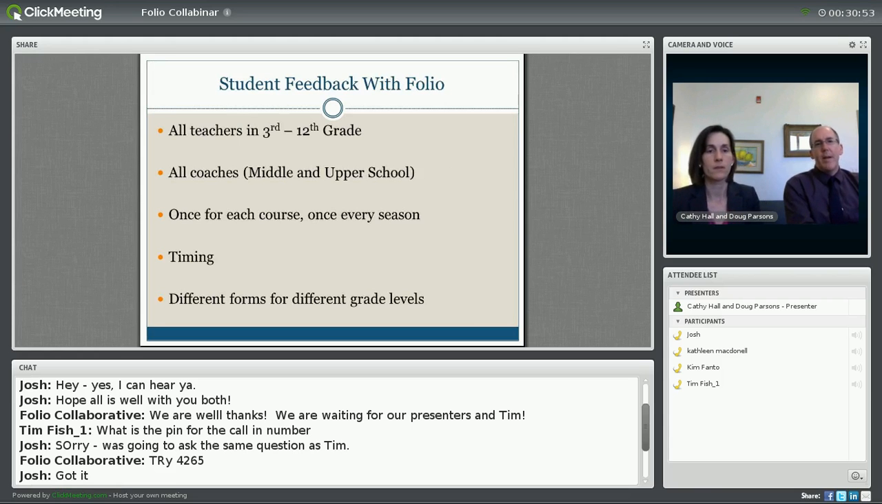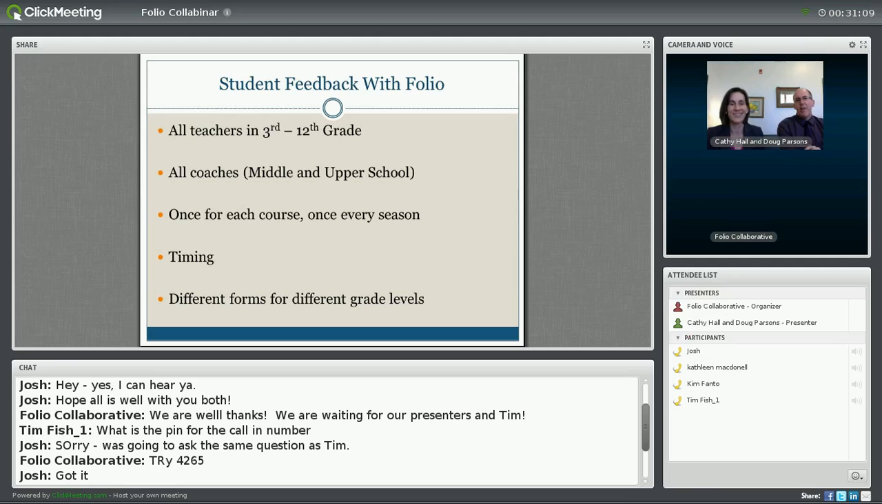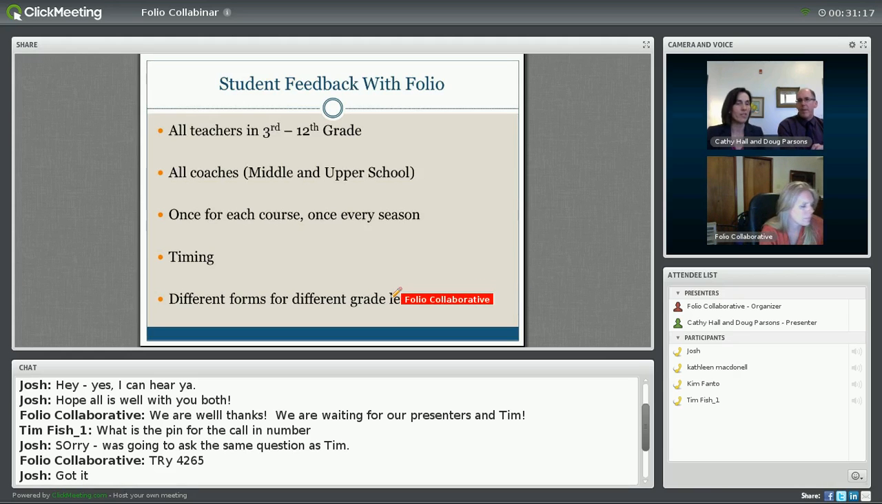I'm going to talk about the process of our student feedback in Folio. First, I want to say one more thing about our previous system, and I'm going to ask Cathy to help me because she's been here longer than I have. It was my understanding that we only did student feedback in the old system in the upper school. Is that correct, or did we also do it in the middle school? We actually primarily did it in upper. I think we did it in middle as well a little, but it wasn't consistent enough to put in that bucket.